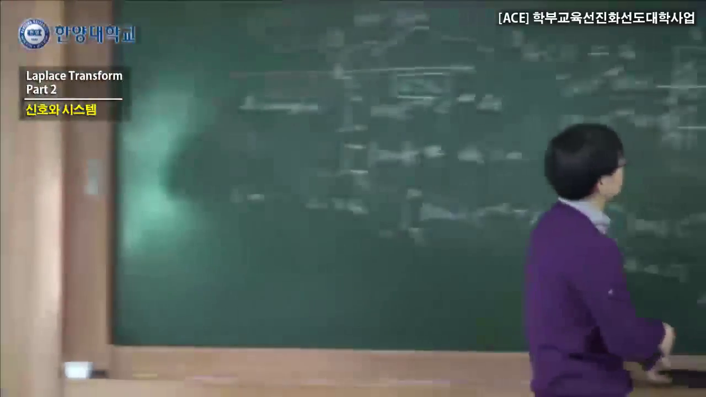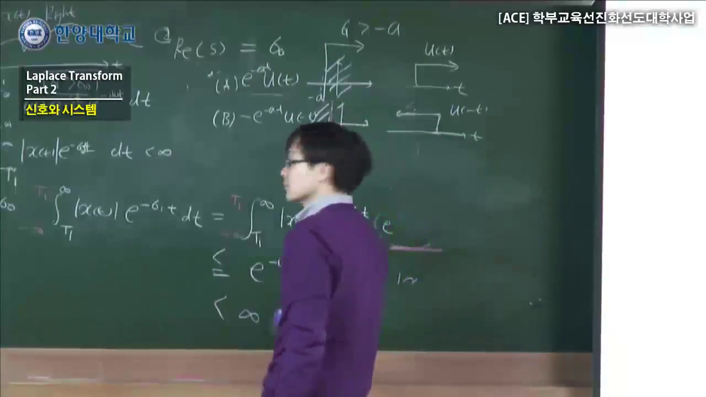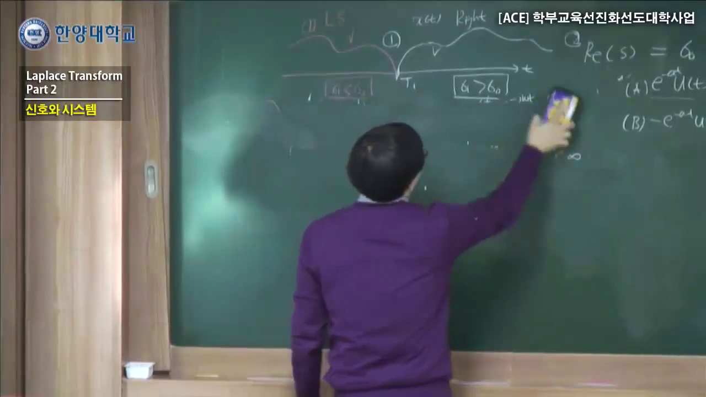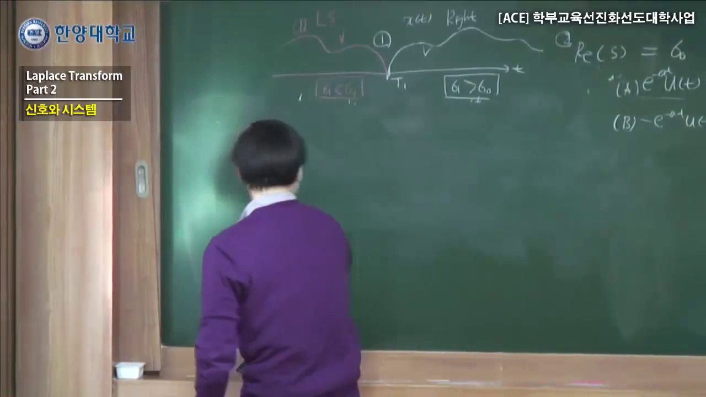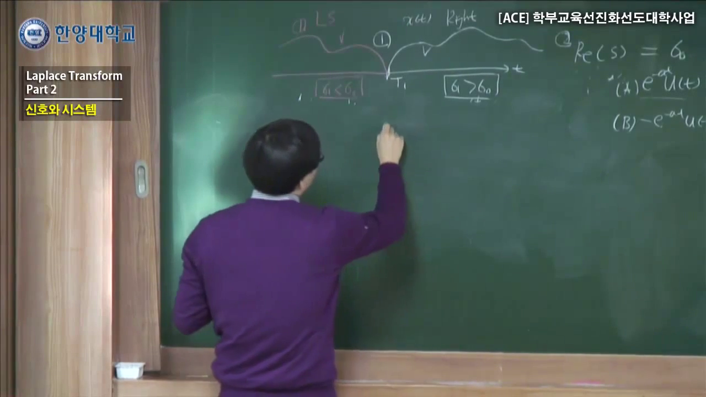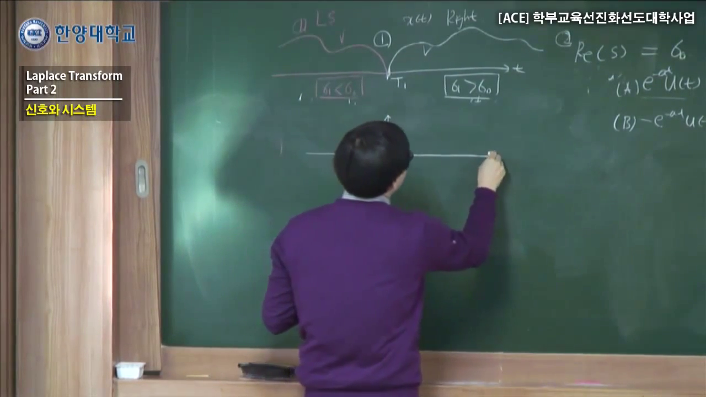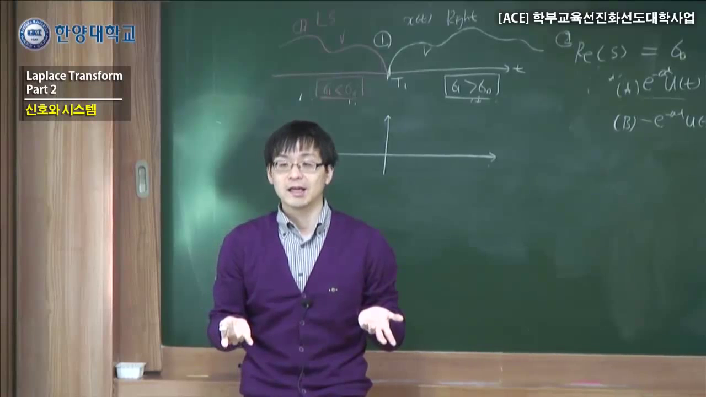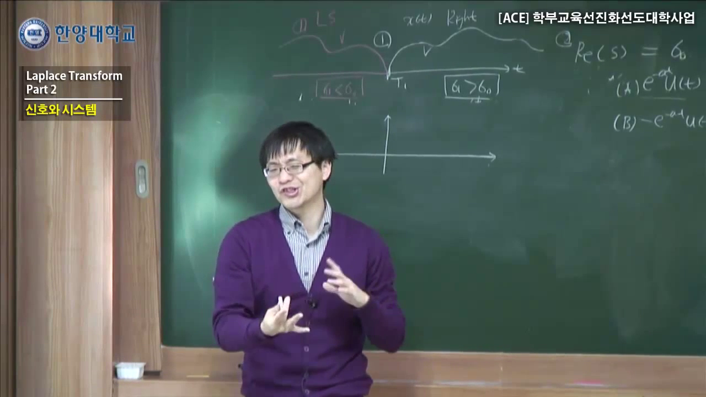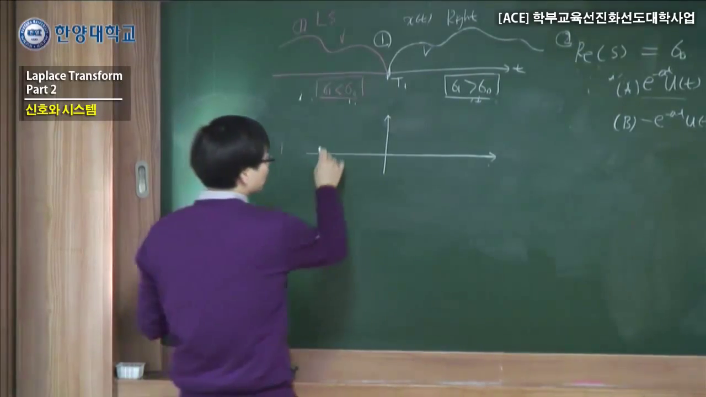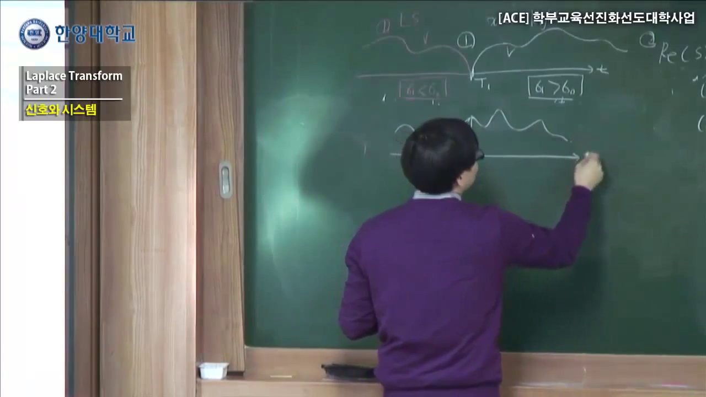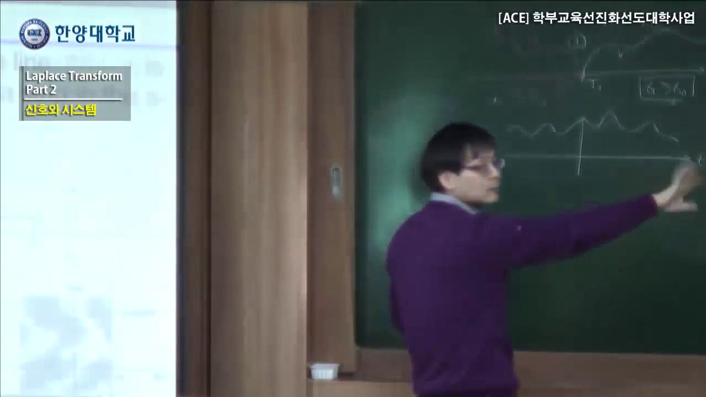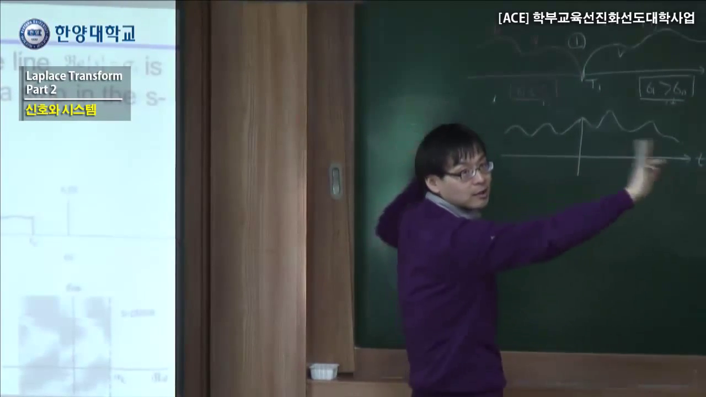Now, if you think about something strange, we have two polarities like this. If a signal is two-sided, then there will be a combination of these two, which does not look so interesting. So let's take a look at some regular signal like this. This is a two-sided signal. Right side, left side has no bounds. It keeps on going like this.